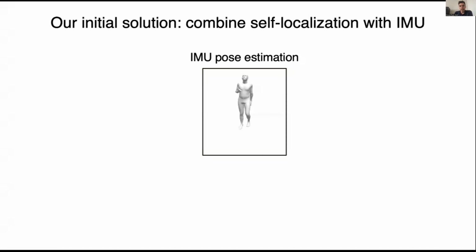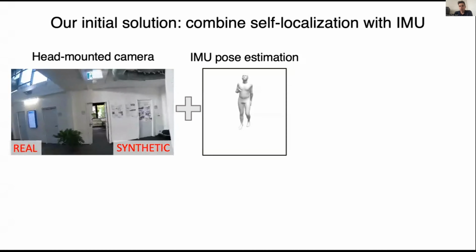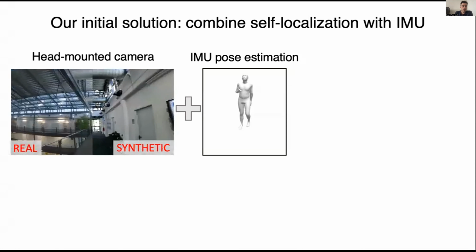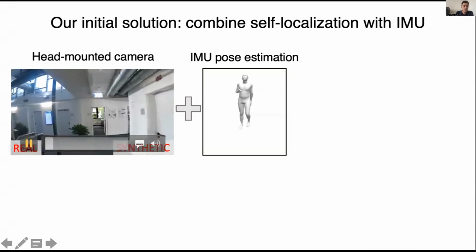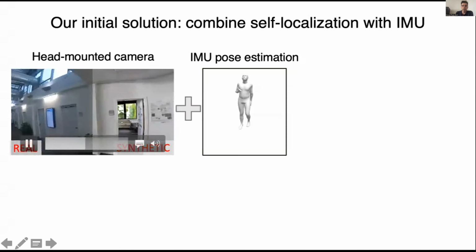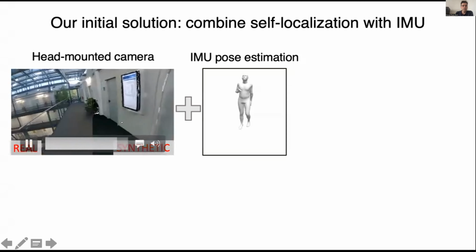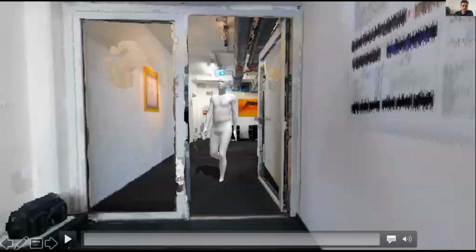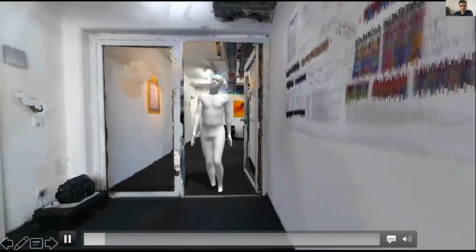Because we have the head-mounted camera, one idea might be to combine visual localization from the head-mounted camera together with IMU pose estimation. Here on the left, you see a split screen: on the left, the real camera, which is what the person is seeing when walking. And on the right, you see the synthetic rendering of the scan as seen from the camera pose estimated using visual localization. If you have a good localization, then these two should perfectly align. And this sort of joint optimization leads to better results.